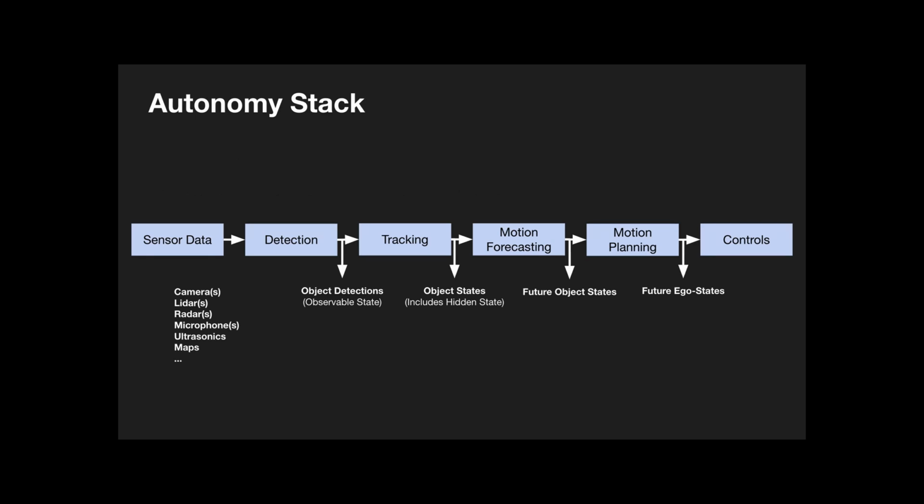This information is consumed by a planning module. Its goal is to produce ego states to take the vehicle to a desired location. Finally, this plan is consumed by a controls module that sends commands to the actual vehicle. This is the final execution.